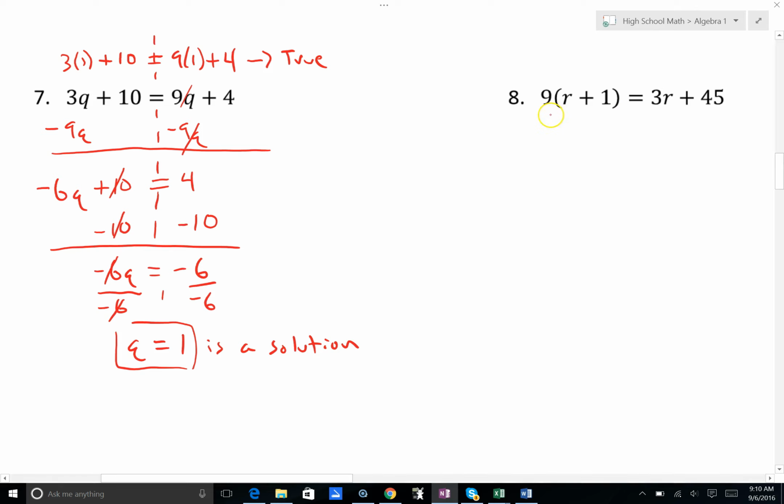Number 8, we see we have some distributing to do first. We'll take the 9 and multiply it by both terms in the parentheses. 9 times r will be 9r. 9 times 1 will be 9, leaving the right side the same. Again, we have variables on both sides of the equal sign. When there's variables on opposite sides, we'll get rid of one of them. In this case, it's a plus 3r, I'll subtract 3r. Whatever I do to the right, I'll do to the left.